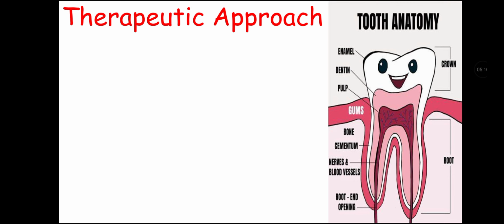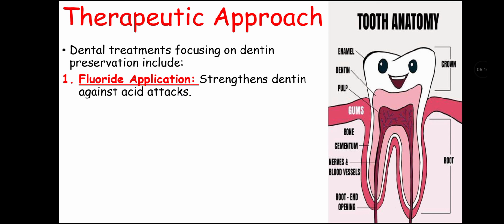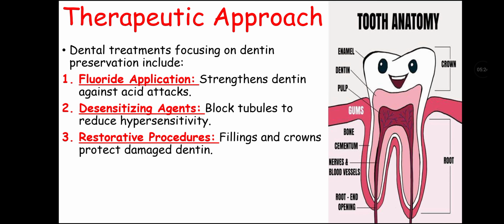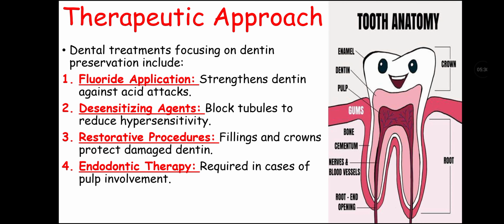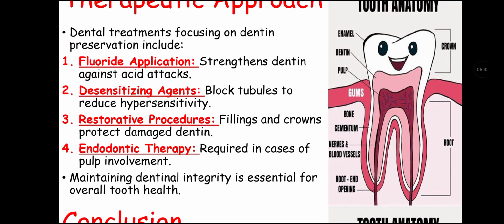Now let's talk about therapeutic approach for dentine. Dental treatment focusing on dentine preservation include fluoride application that strengthen dentine against acid attacks, desensitizing agents that block tubules to reduce hypersensitivity, restorative procedures that are filling and crowns to protect damaged dentine, and endodontic therapy that is required in cases of pulp involvement. Maintaining dentinal integrity is essential for overall tooth health.